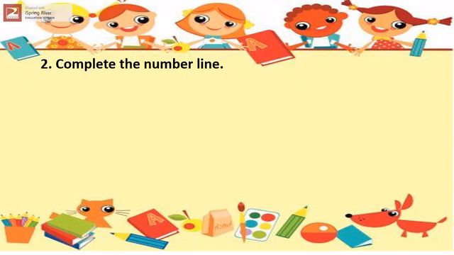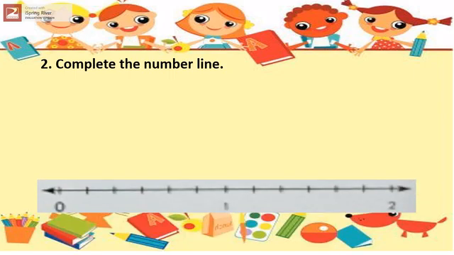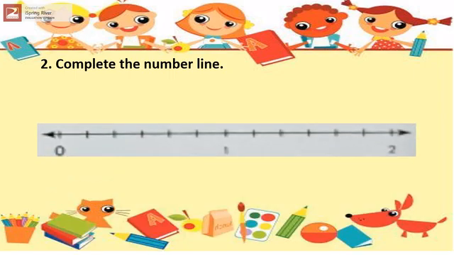Now let's answer question number 2. Complete the number line. So this is a number line that shows numbers 0, 1, and 2. We have here the fractions on the number line, and there are missing fractions on it. So you need to find or complete the missing numbers on the number line.